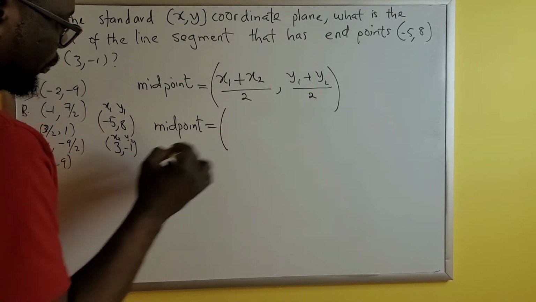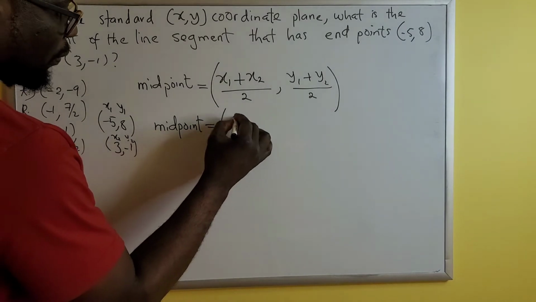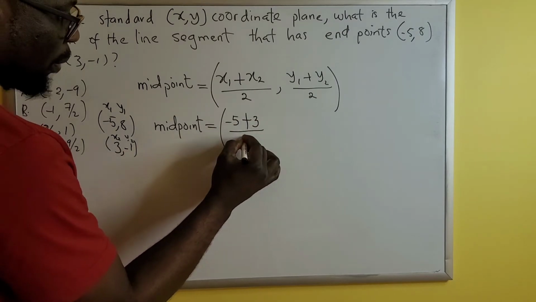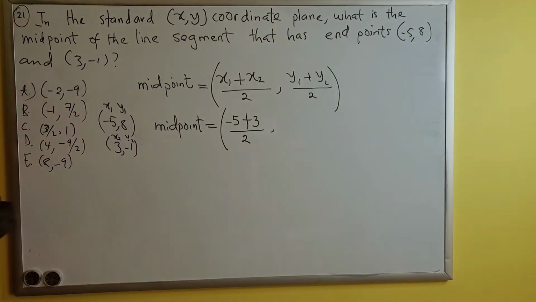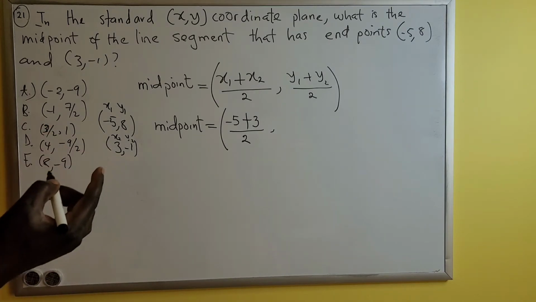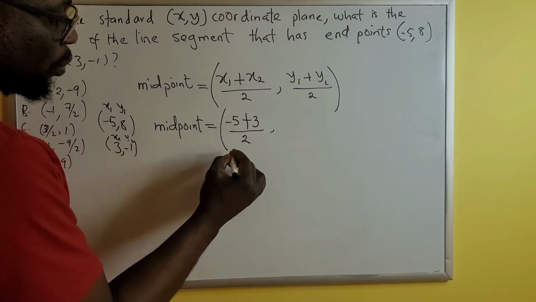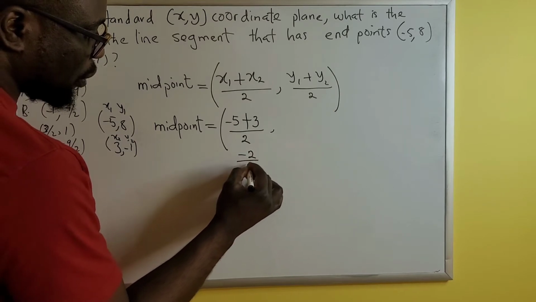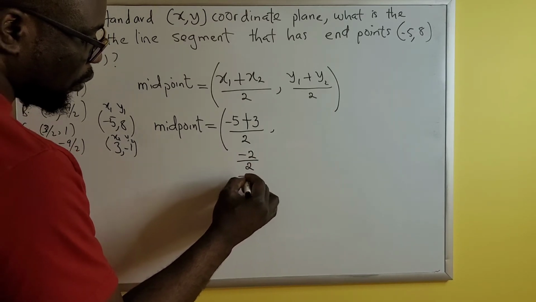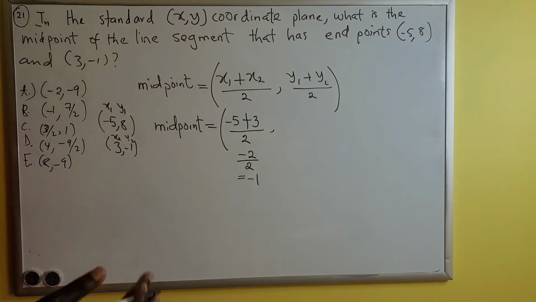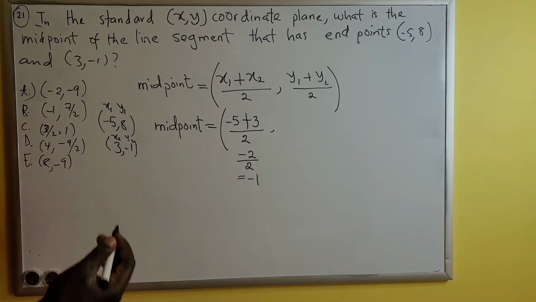So now your midpoint will be equal to, in brackets, your x1, which is minus 5, plus your x2, which is 3, divided by 2. Now in an exam situation, you want to give yourself the opportunity to quickly identify what the answer is. If you work this out quickly, minus 5 plus 3 gives you minus 2, divided by 2, which gives you minus 1. So in an exam situation, you don't have to solve everything. You can easily pick out what the answer is.